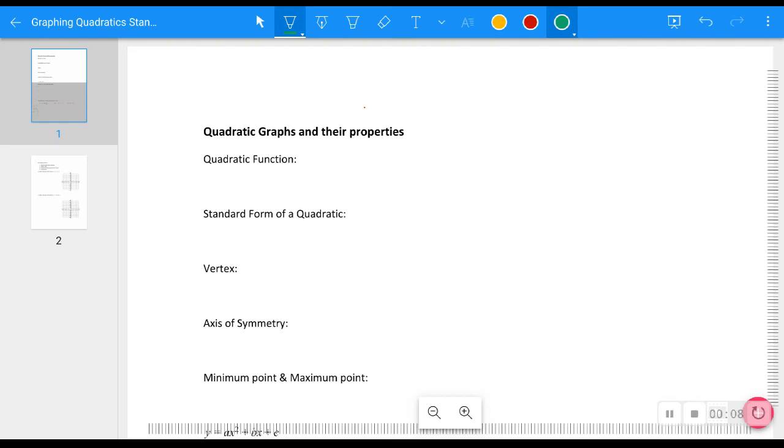So as you can see, this next chapter is all going to be about quadratics. So quadratic functions, quadratic graphs, how to solve quadratics. But today we're just focused on their graphs. So first we'll start with what is a quadratic function.